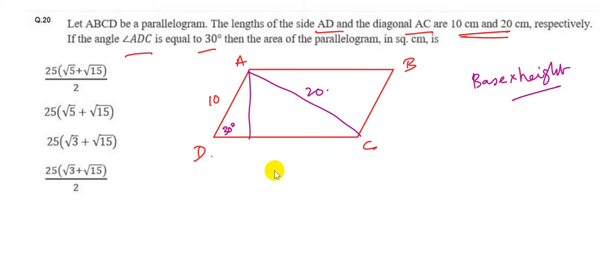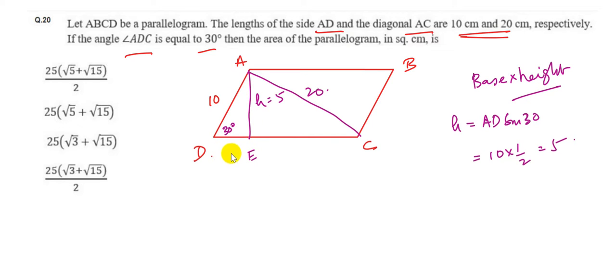So we know the base, we have to find the base and the height. So the height will be AD sin 30, which is 10 into half, which is 5. So the height is 5, and the base will be calculated in two parts.